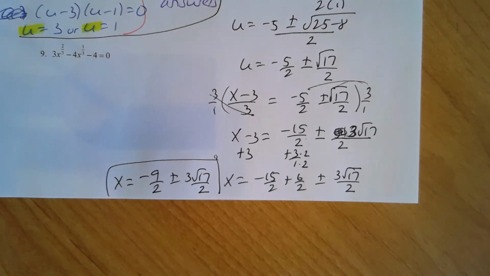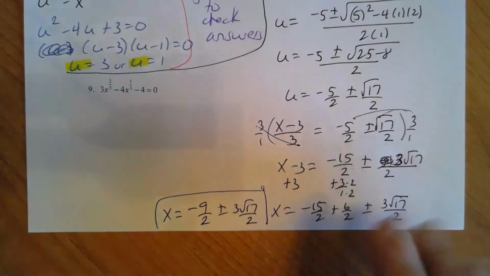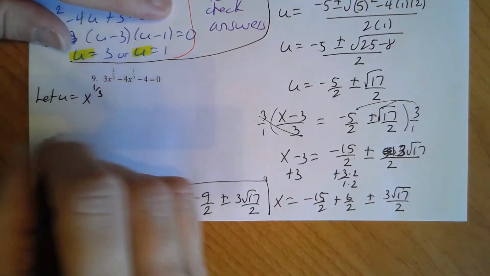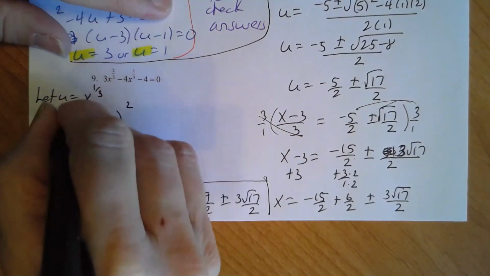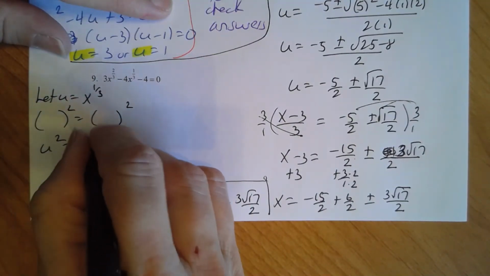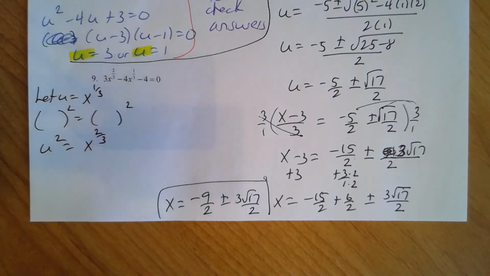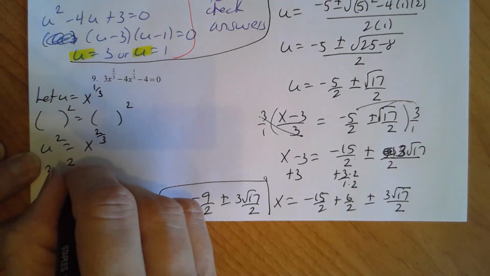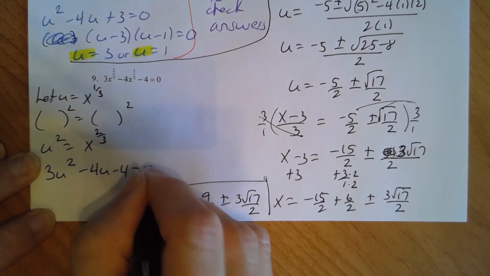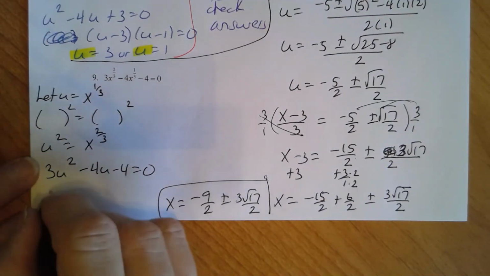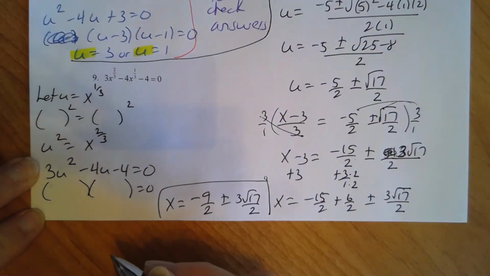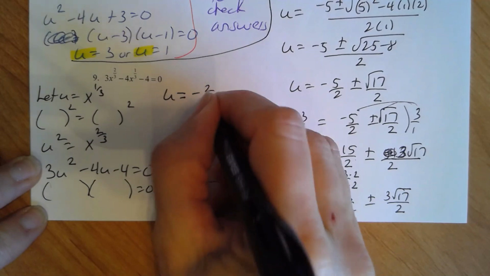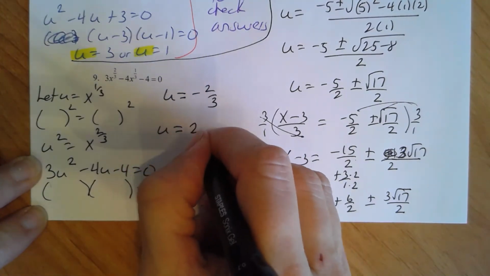Alright, so on number 9, I'm going to start you off and then I'll let you finish it. On number 9, we should start off by saying let u equal x to the 1/3. If we square the left and square the right, you should see that u squared equals x to the 2/3, because all we got to do is multiply powers. And so that's going to turn into 3u squared minus 4u minus 4 equaling 0. This one is actually factorable, so if you want to factor it, you could. And once you do so, you're going to get answers of u equaling negative 2/3 or u equaling 2.